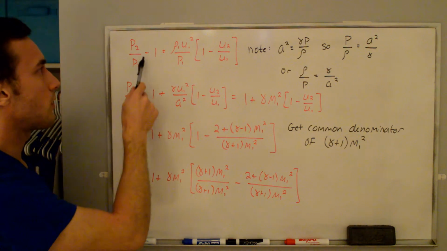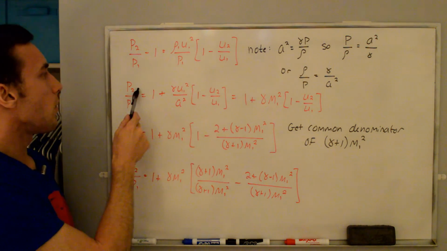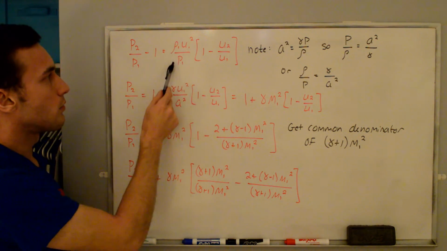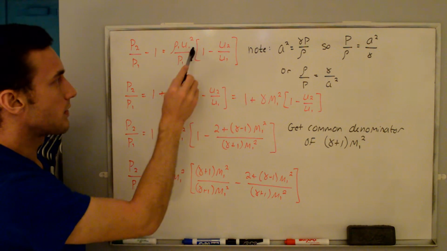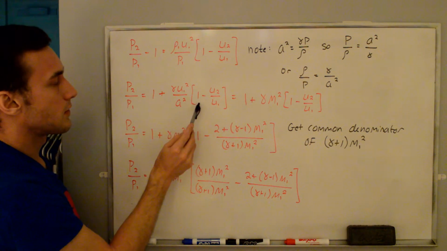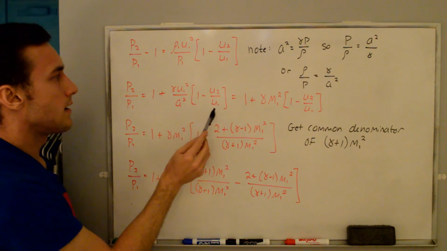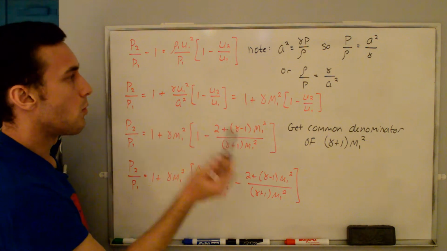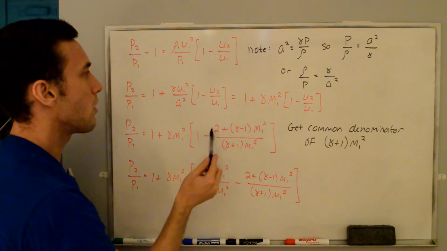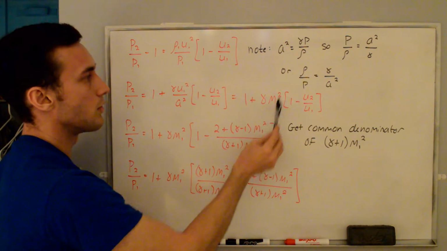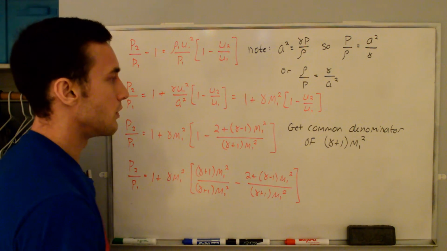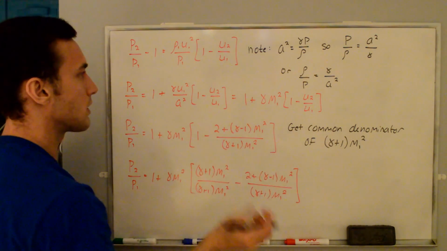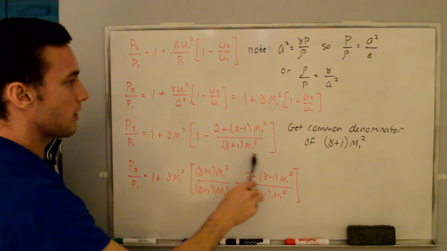So we end up getting, after I also add 1 to both sides, that p2 over p1 is equal to 1 plus, and then here plugging in for rho over p, we get gamma times u1 squared over a squared, times this 1 minus u2 over u1. And if we note that u1 squared over a squared is equal to M1 squared, the Mach number squared at state 1, we end up getting 1 plus gamma times M1 squared times this 1 minus u2 over u1. You'll note that we have u2 over u1 from before, so we can just plug that term into here, and we end up with this expression here.